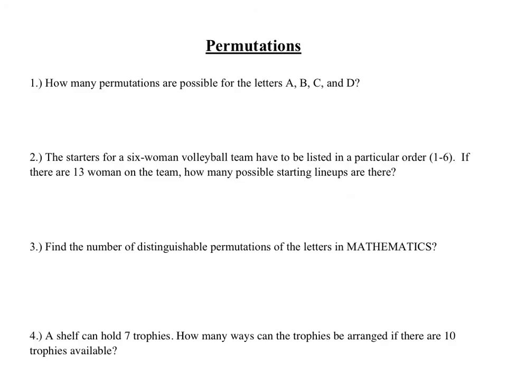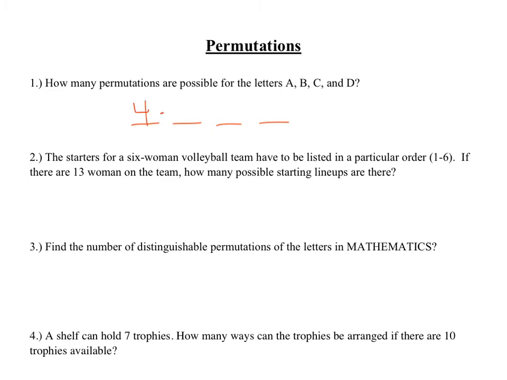For number 1, how many permutations are possible with the letters A, B, C, and D? So we have 4 letters, so I'm going to draw 4 lines. And it does matter the order because you're arranging them, they are letters, they would be different arrangements. So for this first letter right here, if I want to arrange it, you have 4 different options. You can either put an A, a B, a C, or a D here. So you have 4 different choices.